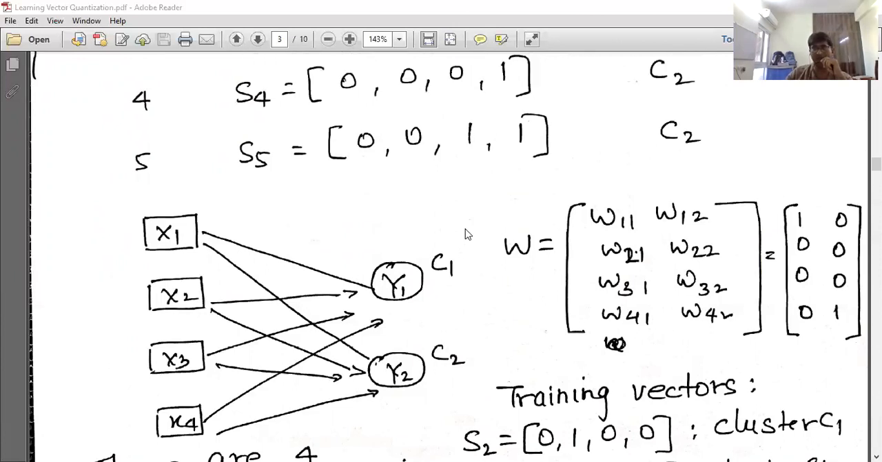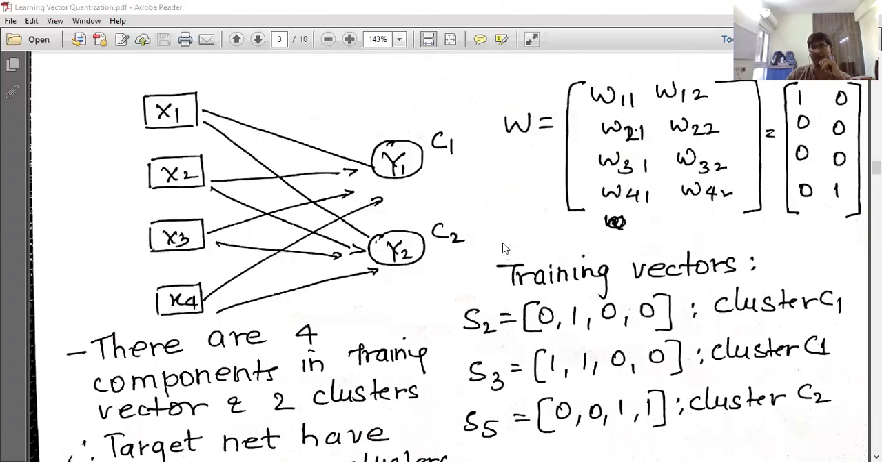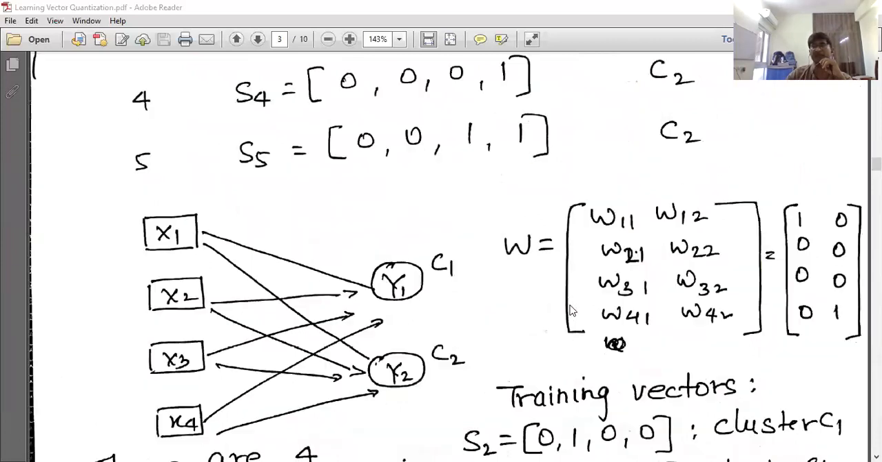Now, we have to decide among these 5 input patterns which patterns I would take for training, and which inputs I would use for my exemplar code, because I have to define the code vector also, and then designate among these 5 which would be my training vectors. Again, this is just a random choice: among these 5 patterns, I have taken S2, S3, and S5 as my training vectors along with their clusters. And the other vectors, S1 and S4, I have used for defining my code vectors.